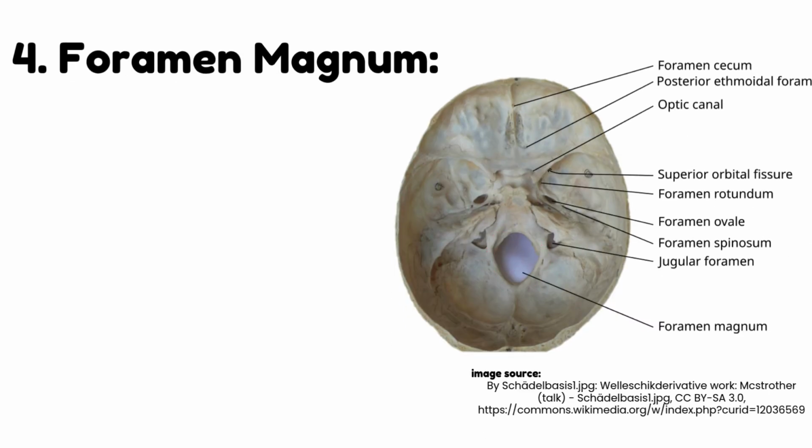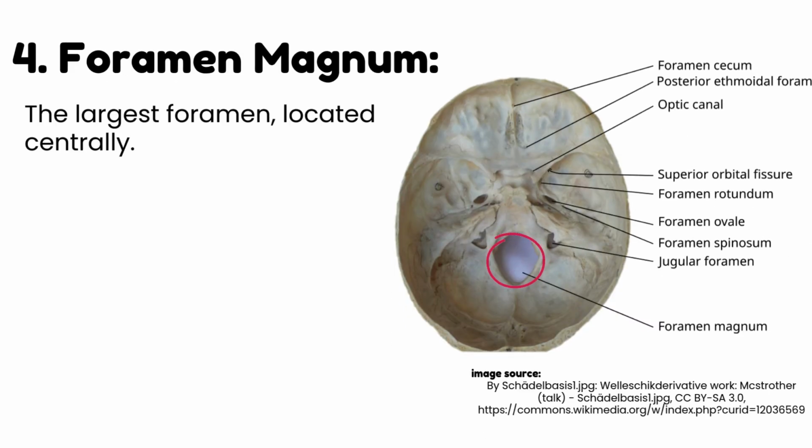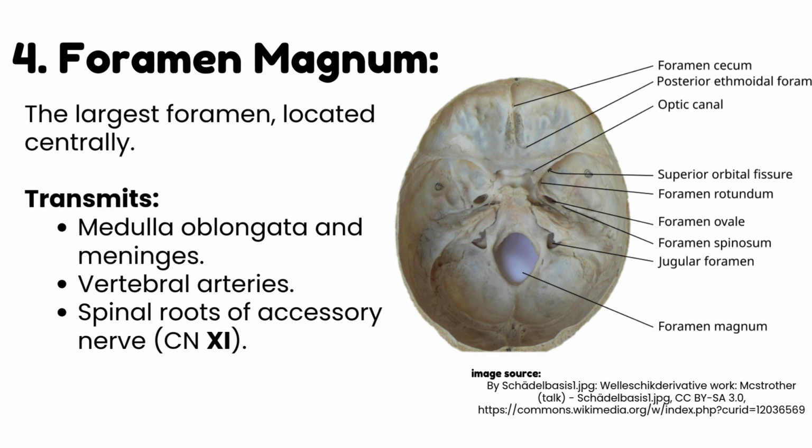Number 4. Foramen magnum. It is the largest foramen, located centrally. It transmits the medulla oblongata and meninges, vertebral arteries, and spinal roots of the accessory nerve.